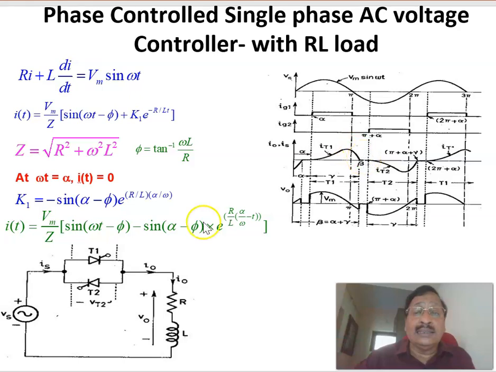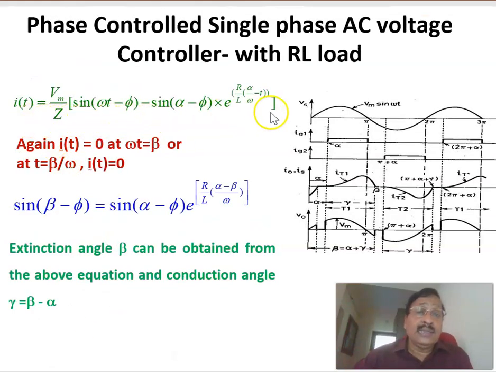That is, when T1 is conducting, the corresponding current equation is governed by this equation. Of course, the solution is this one. The current solution is this one. That is given as the current through the load when thyristor T1 is conducting.